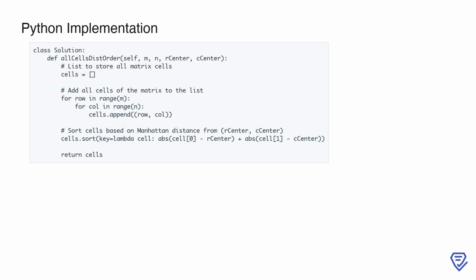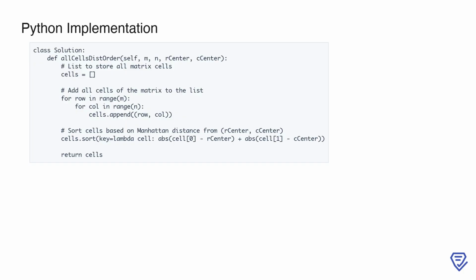This solution defines a function allCellsDistOrder inside a class Solution to solve LeetCode problem number 1030. The function takes four parameters: the dimensions of the matrix, m and n, and the coordinates of the center cell, rCenter and cCenter. The goal is to return all matrix cells sorted by their Manhattan distance from the center. 1. Initialize the list of cells. We first create an empty list cells to store all cell coordinates in the matrix.